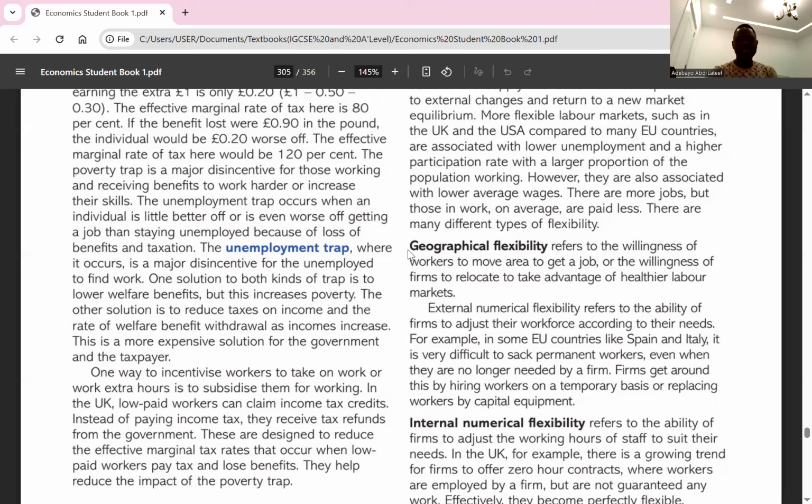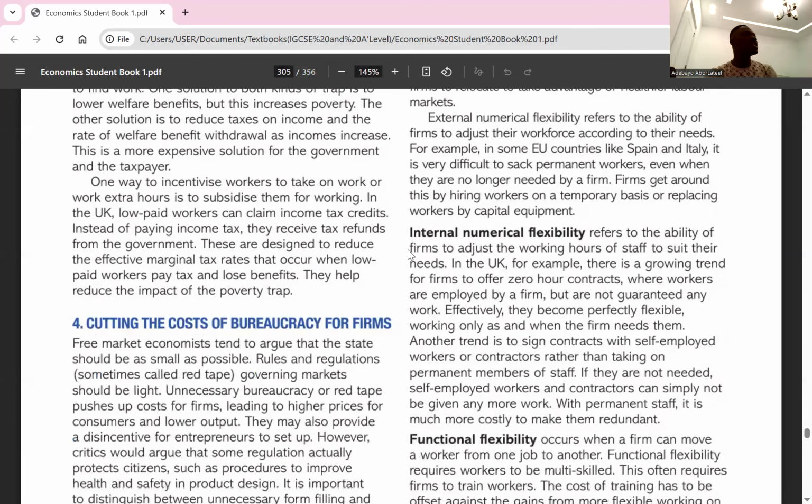Then we have the internal. For internal numerical flexibility, we're talking about adjusting the time because it's internal, it's within the organization. So here I wrote, this refers to the ability of firms to adjust the working hours of staff to suit their needs. So we are adjusting the working hours of our workers to suit the needs of the company. For example, giving them 0 hours contracts. A 0 hours contract means we are not obliged to give you a job, but whenever there's a job, you'll be called.